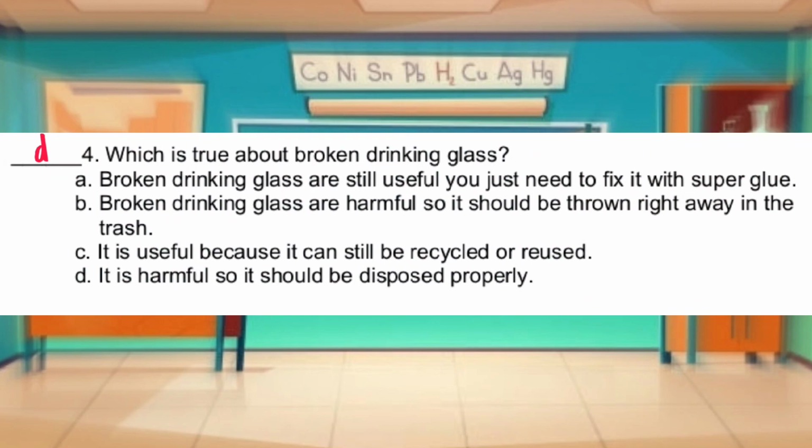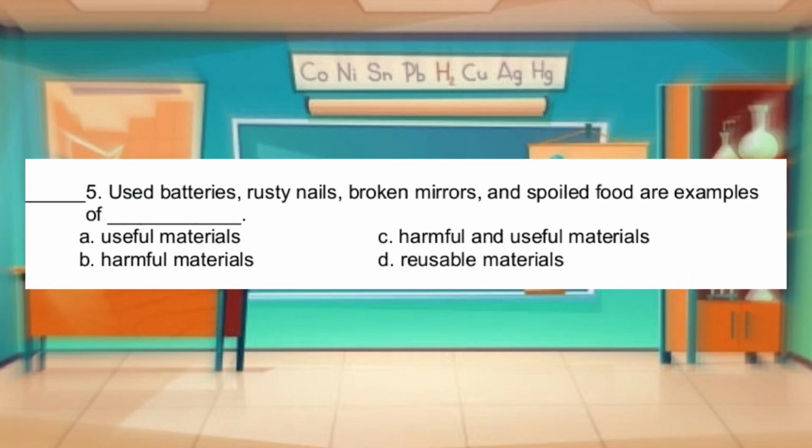Last number. Used batteries, rusty nails, broken mirrors, and spoiled food are examples of A. Useful materials. Letter B. Harmful materials. Letter C. Harmful and useful materials. And letter D. Reusable materials. Very good. The answer for this question is letter B.